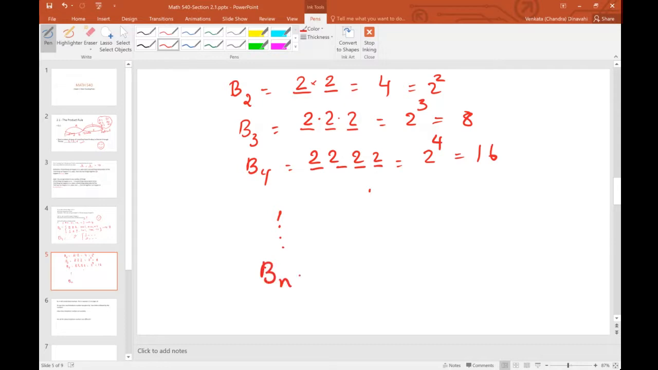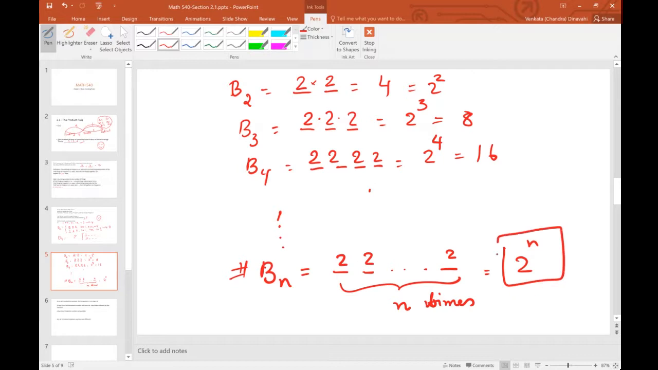So if you generalize that, I think you all got it. What do you think is the answer? I'll give a minute. There are n spots I need to fill, and in each and every place I have 2 different choices, and I'm multiplying them n times. So 2 power n is the answer.